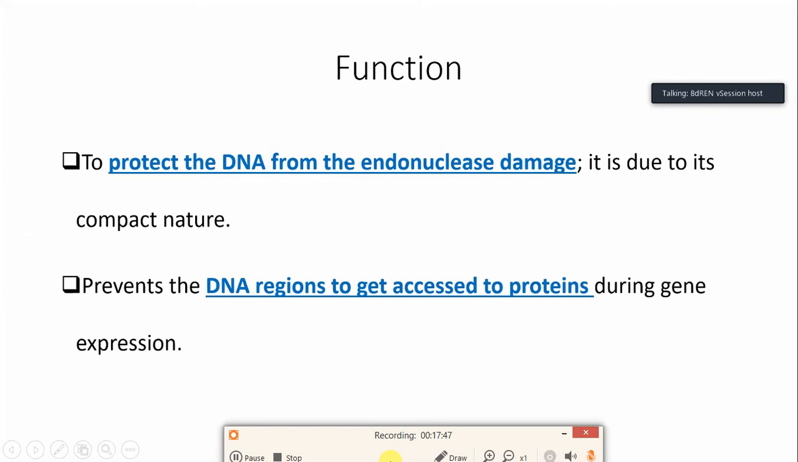Okay, the overall function of heterochromatin is to protect the DNA from endonuclease damage, due to its compact nature. Actually, endonuclease is an enzyme which breaks down the chromosome, which cleaves the DNA. So this is prevented through its highly compact nature. Another function is to prevent the DNA regions from getting access to proteins during gene expression. Okay, it also prevents protein formation. We already discussed this in the previous slides.